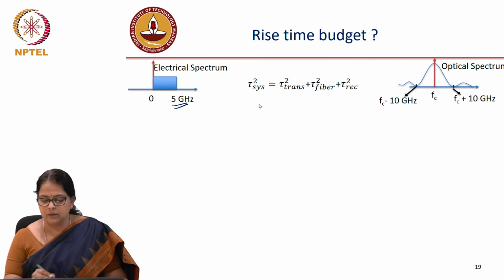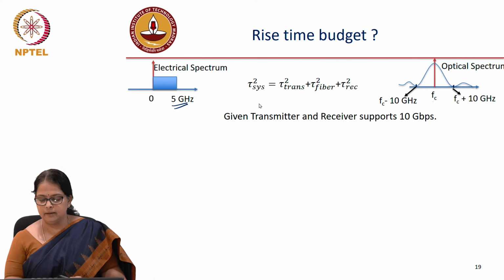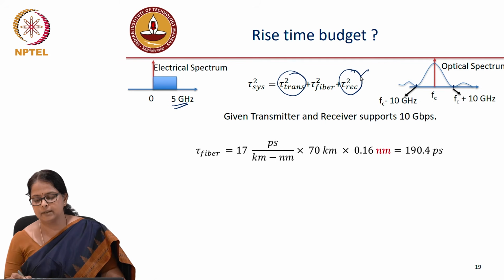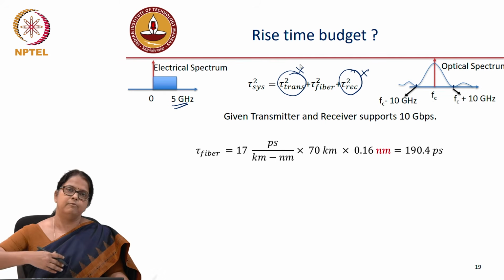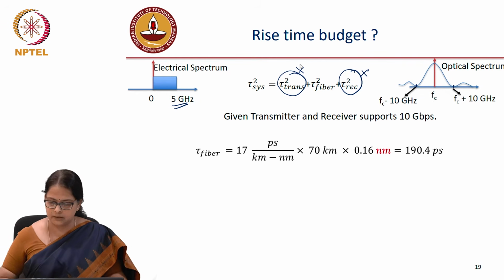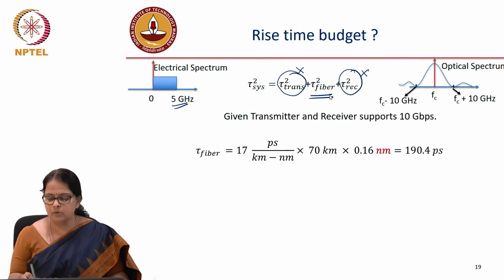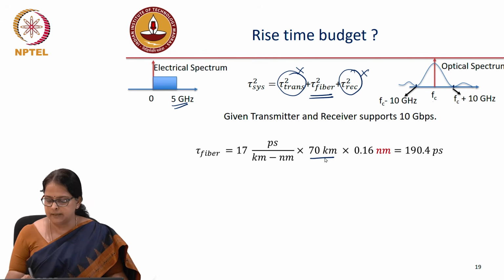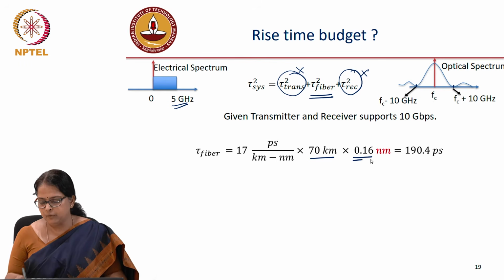So the total system rise time given for a 10 Gbps, for the fiber rise time, see, in this question we said let's ignore the transmitter rise time and the receiver rise time. Their bandwidths are way higher than what is required for 10 Gbps. We are considering only the limitation posed by fiber. So tau fiber is 17 picosecond per kilometer nanometer, that is the dispersion of a standard single mode fiber, multiplied by 70 kilometer, multiplied by what bandwidth will you take, right?